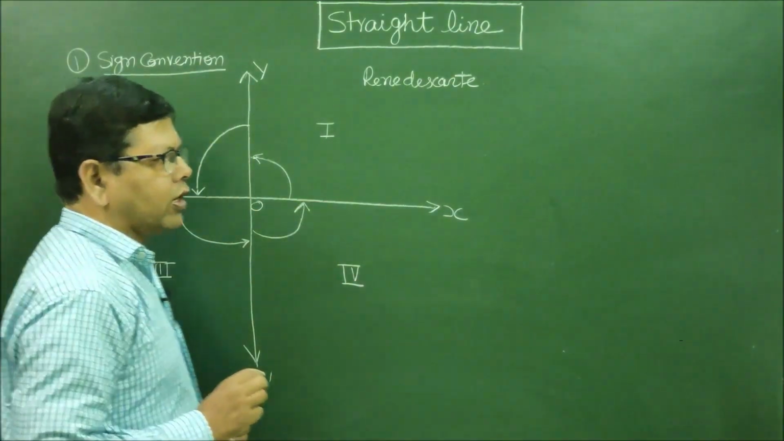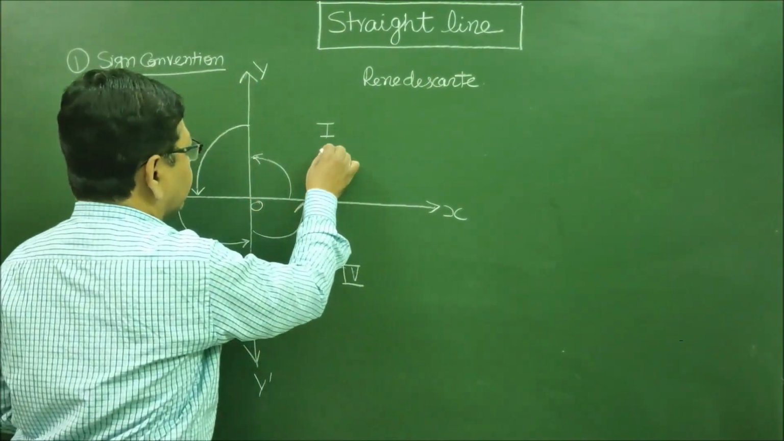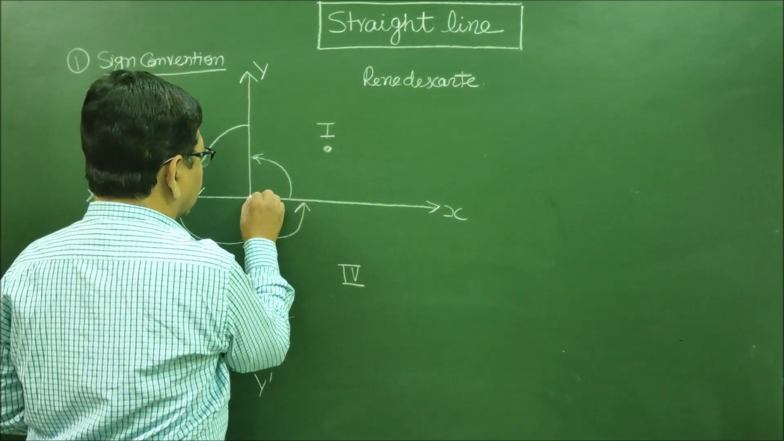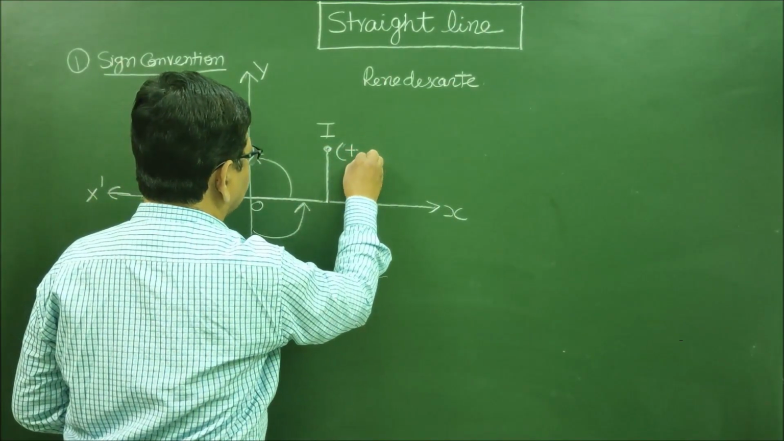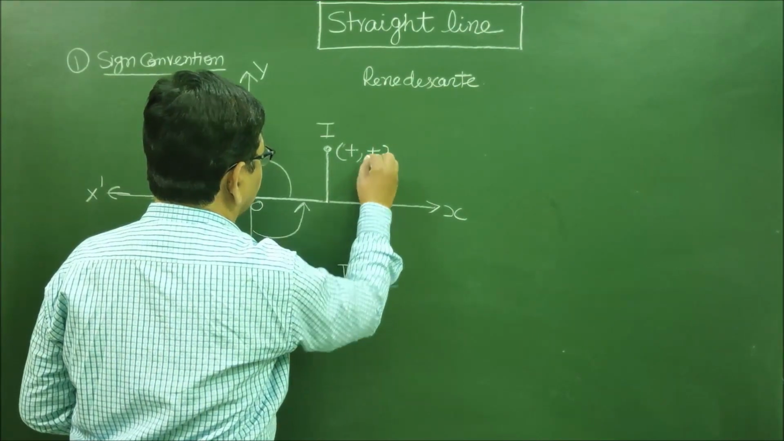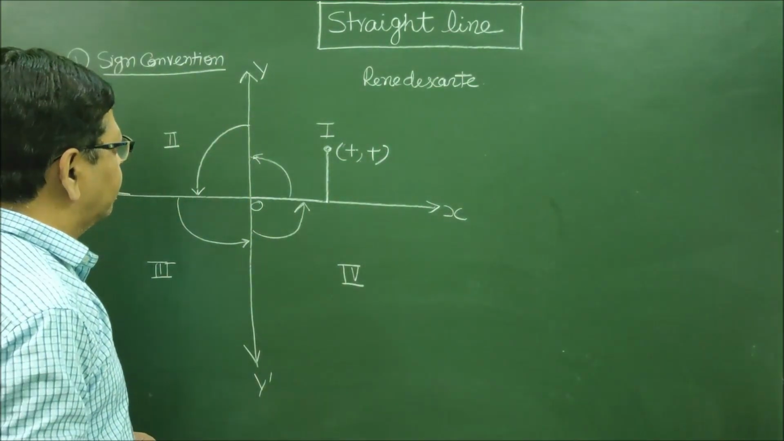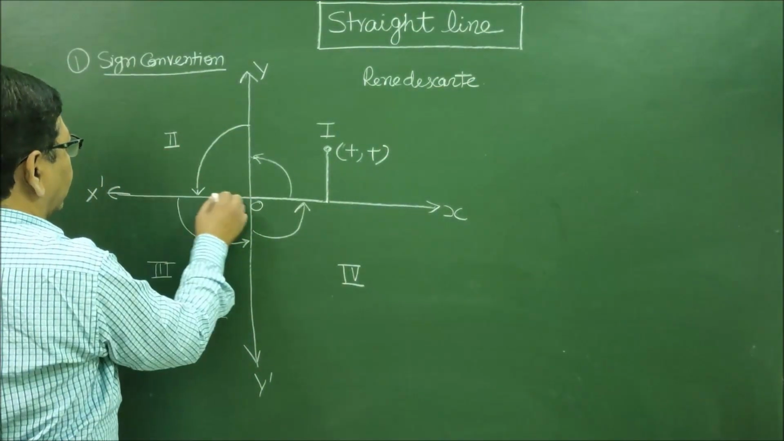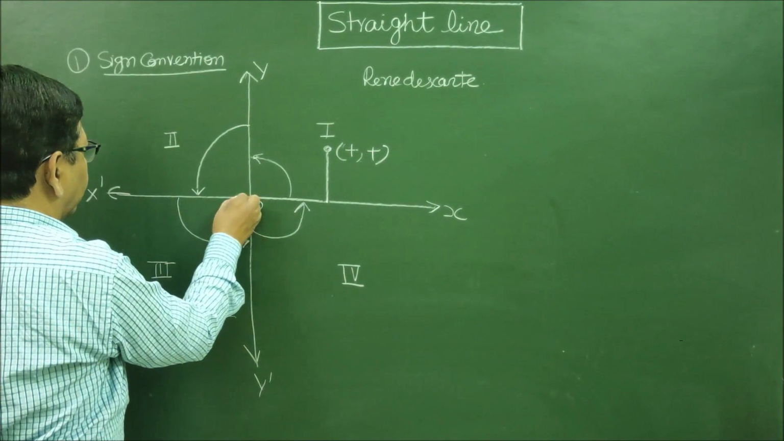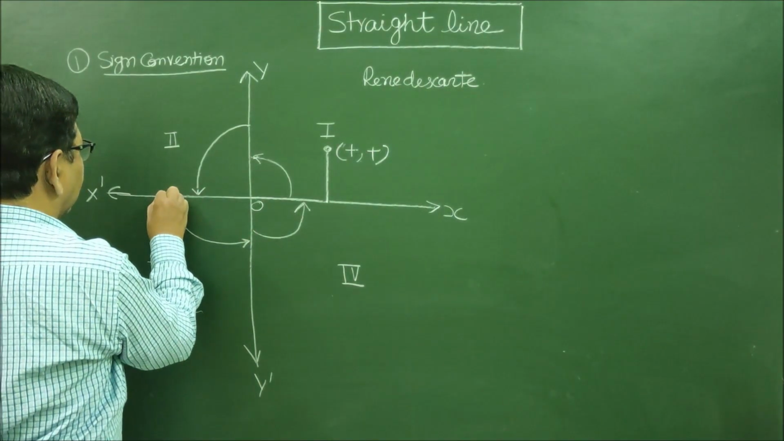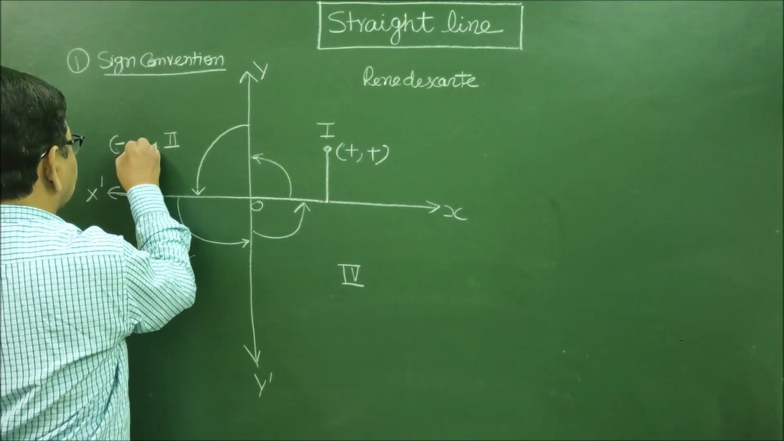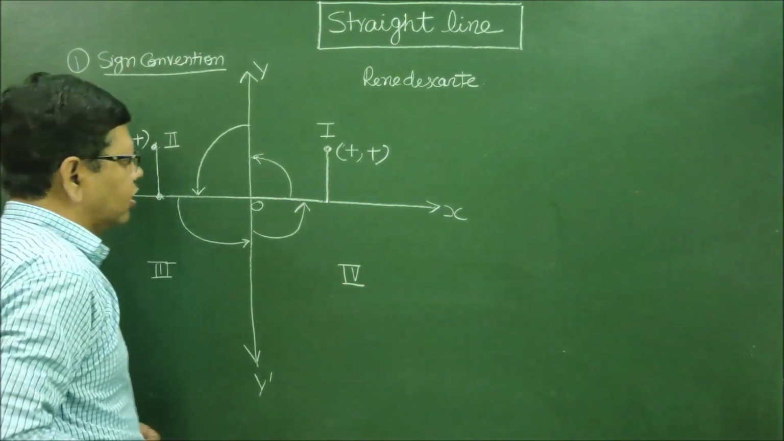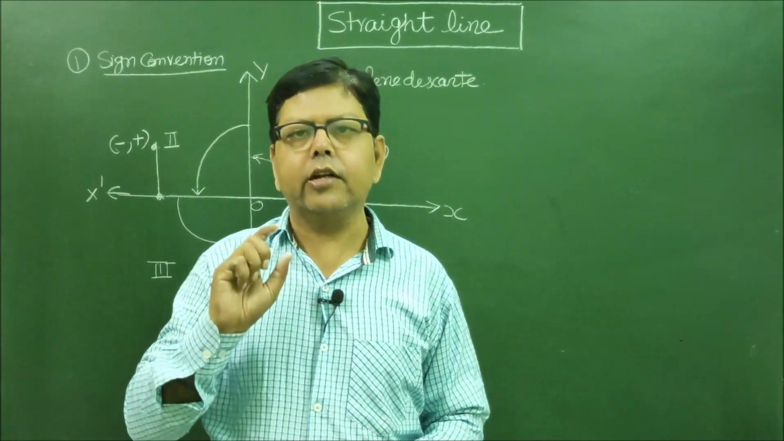In the first quadrant, to mark a point, we proceed in the right hand side and in the upward direction. So in this quadrant, both the x and y coordinates are positive. In the second quadrant, for the x coordinate we move in the left hand side, and for the y coordinate in the upward direction. So the x coordinate is negative and y coordinate is positive in the second quadrant.